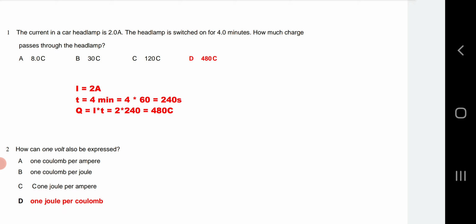Current is 2 ampere. Time is 4 minutes. Convert this time into second. Time is 240 seconds. And the charge is current multiplied with the time. Current should be in ampere. The time should be in second. It is 480 coulomb.